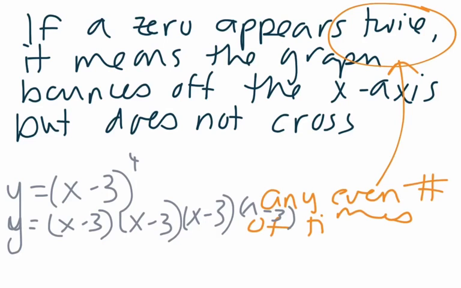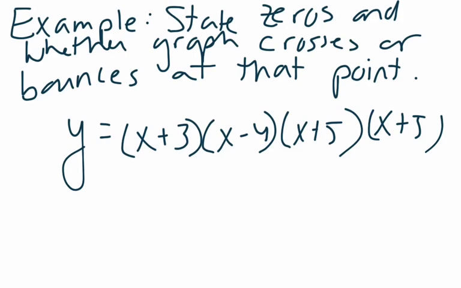Okay, so for the purposes of this class, if a 0 or a factor appears twice, what it means is that the graph is going to bounce off the x-axis there, but it's not actually going to cross. So here is an example. Here's what the directions for something like this would say. The directions would say state the zeros and whether the graph crosses or bounces at that point or at those points. Notice that I am trying to change up the vocabulary. Sometimes I am saying x-intercept, sometimes I am saying root, and sometimes I am saying 0. And we do want to understand that those are all words for the same thing.